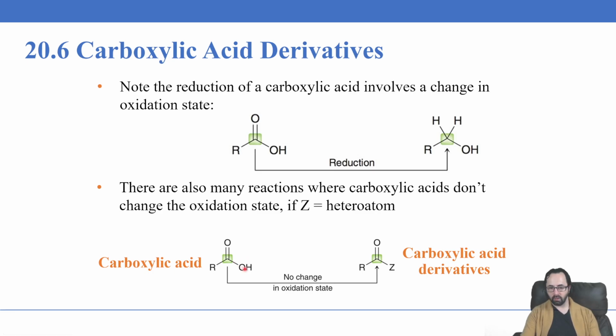The OH group here is simply replaced with another group, leaving the carbon in essentially the same situation, where it's double bonded to an oxygen and then bonded to something else that is likely to also be electronegative, more electronegative than the carbon at least, giving it the same oxidation state here, neither an oxidation nor a reduction. Z here means some kind of heteroatom, meaning not carbon. So we can replace the OH group here with a variety of groups without changing the oxidation state in the carboxylic acid.